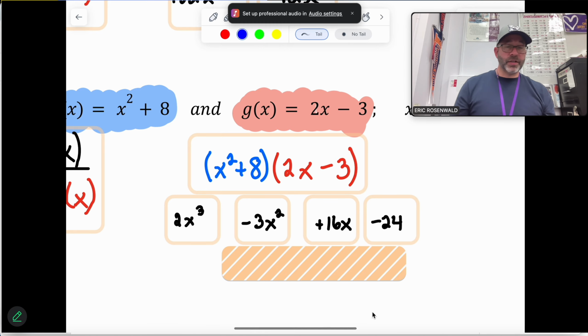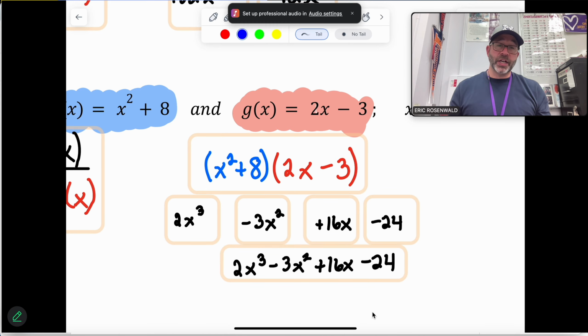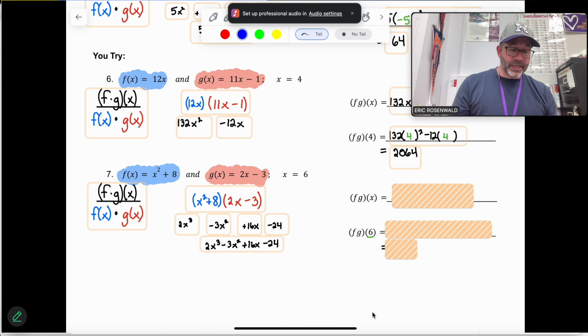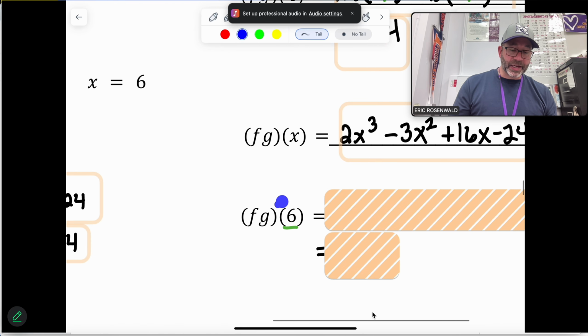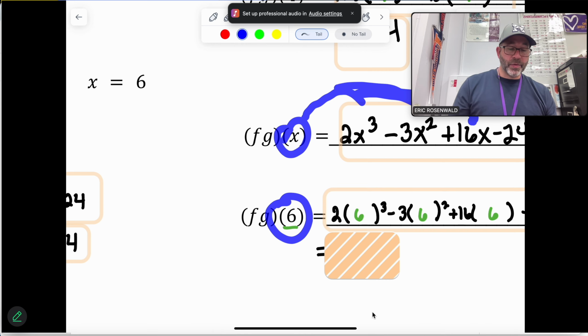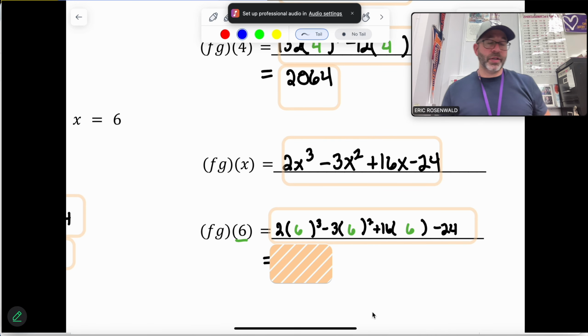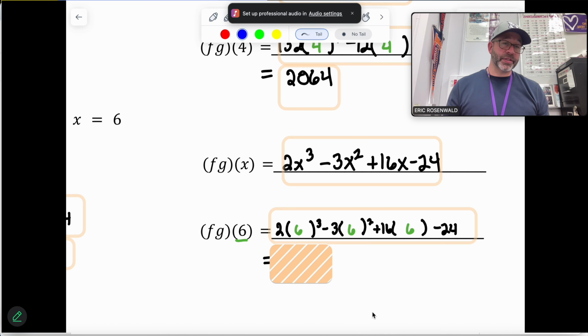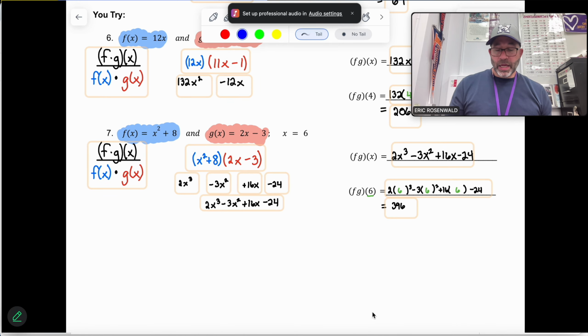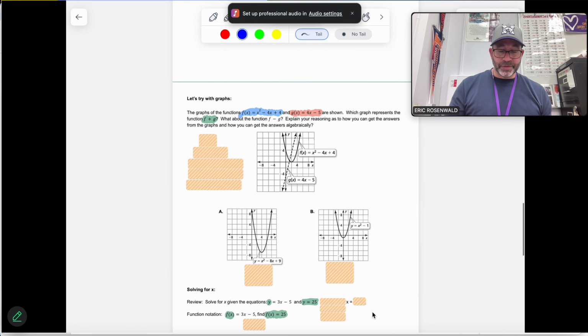Put your like terms together, and in this case there are none, so we're done. We just copy it all down and everything stays exactly as it was. So we'll put that in here, and this time again we're going to replace x with 6. So in place of this, we're going to put a 6 for each one of these x's in this problem. And we end up with 2 times 6 to the third, minus 3 times 6 squared, plus 16 times 6, minus 24. And that whole thing ends up equaling 396 when you put that into the calculator. Okay? All right, we're almost out of the woods here.